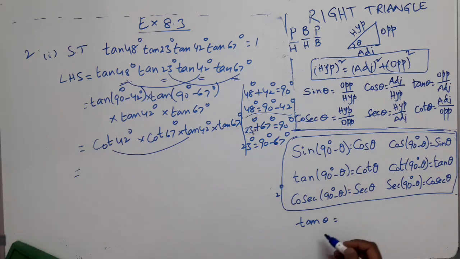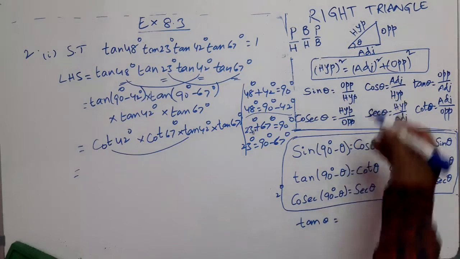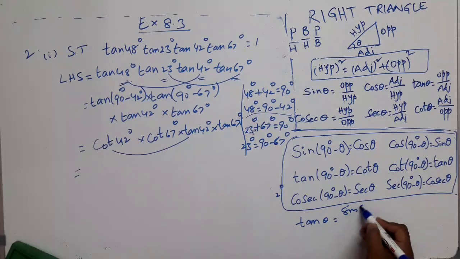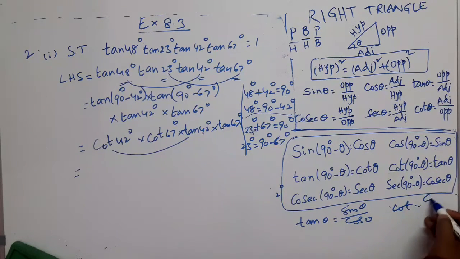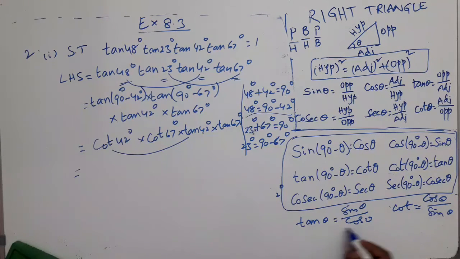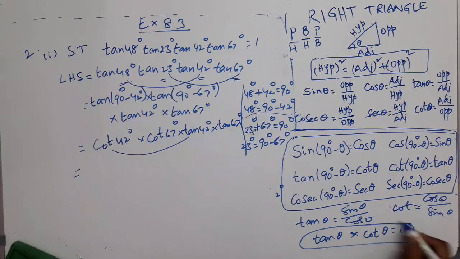And in other words, to put it another way, tan theta is sin theta by cos theta, and cot theta is cos theta by sin theta. You are supposed to remember these formulae also, right? So what have you observed? These two are reciprocals of each other. Cot theta multiplied by tan theta is 1. This is a beautiful relation. They are reciprocal of each other.